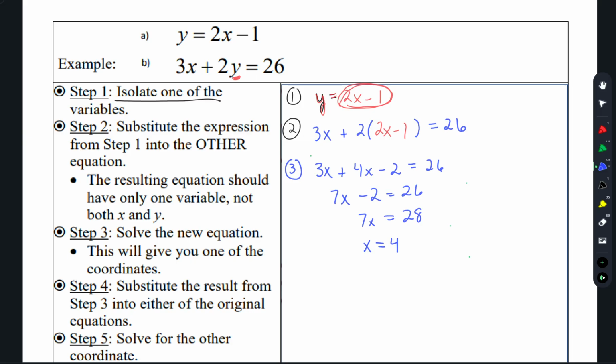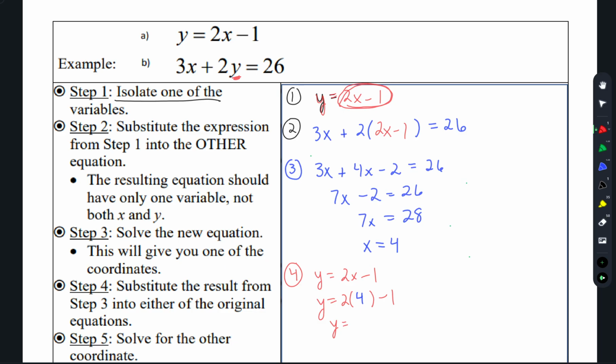So now you have to figure out what the y is. You get to pick your favorite equation, whichever one of these you want. It doesn't matter. You're going to get the same answer. So for your step 4, you're going to figure out your y. I'm going to pick the first equation. So I'm going to go y equals the 2x minus 1, and I'm going to plug in 4, and then simplify it out.